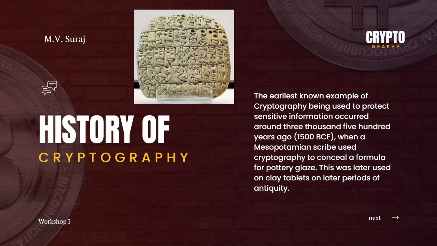And this Mesopotamian scribe, I'm sorry if I spelled that name wrong, used cryptography to hide the information so that only their students, their mentors, or their descendants could read it. So this is a more absolute example of cryptography being used. We are more confident that this is an example of cryptography being used here.